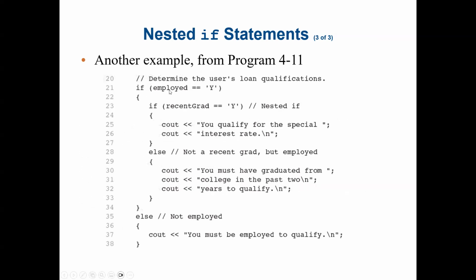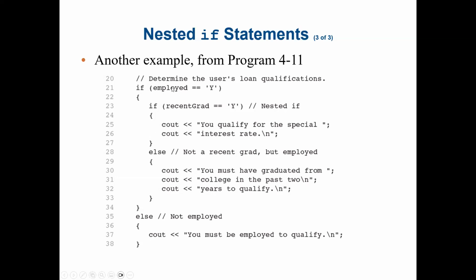So this is again, if employee equal to Y, if recent grad also is Y, which is a nested if, you qualify for the special interest rate. Else, first of all, if the outside condition is true, if employee equal to Y is true, then we can go and test the second condition. If the condition is false, we can't go inside anymore.